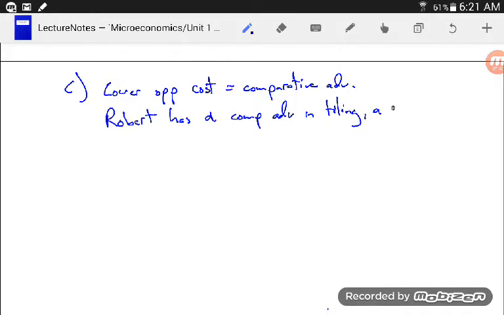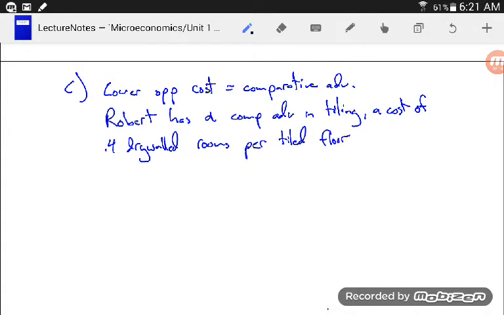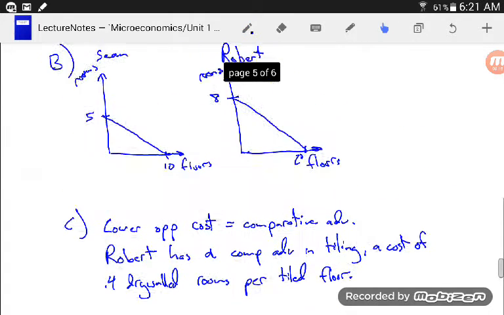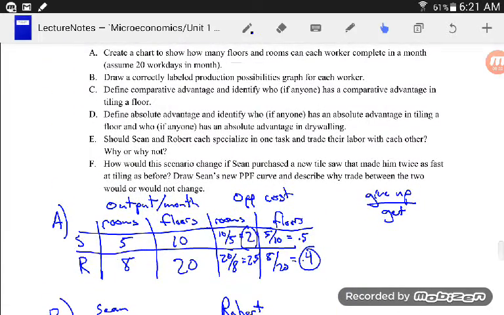If I really want to be thorough, I'll put this in there, a cost of 0.4 drywalled rooms per tiled floor, which is lower than we had for Sean's, who has, let's see, and the question did say define comparative advantage and who, if anyone, has a comparative advantage simply in tiling, and then that was Robert.